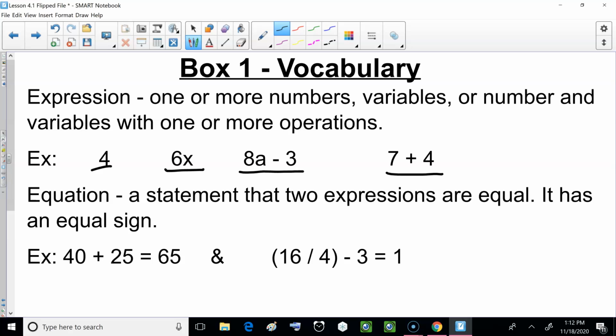So those are all different types of expressions that we can have, where it's a number and a letter, or a variable, all mixed together. So I'm going to write that one down right now.